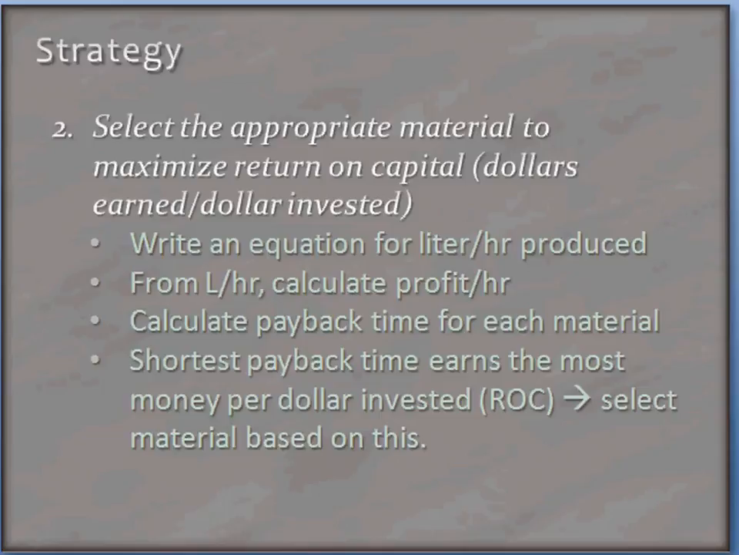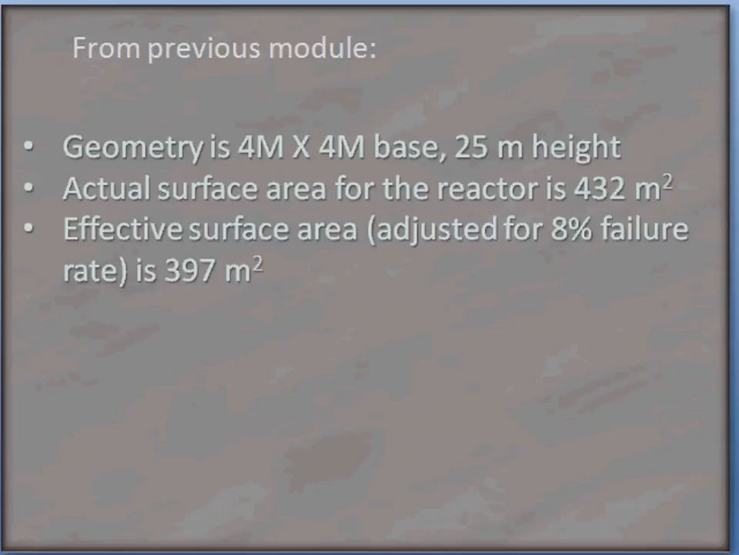So, our strategy to attack the issue of maximizing return on capital is to write an equation for liters per hour produced, and from that, calculate profit per hour. Then we'll calculate the payback time for each material. The shortest payback time is that which earns the most money per dollar invested, or the greatest return on capital. So we'll select our material based on this.